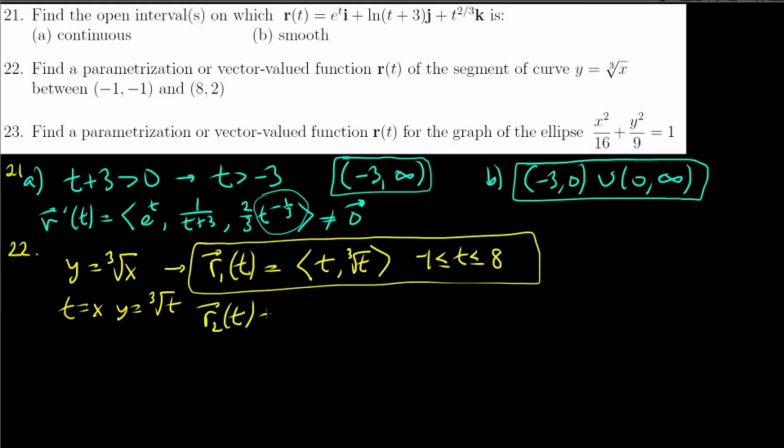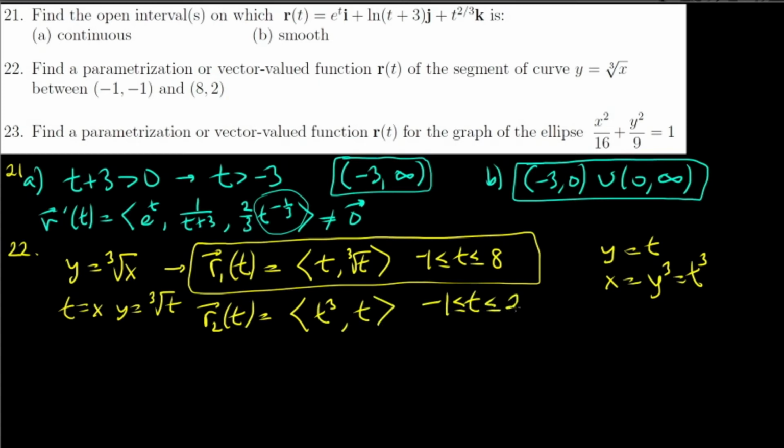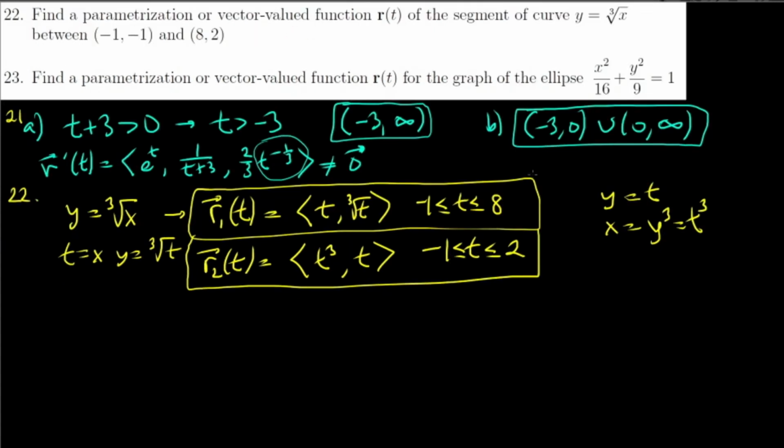I would prefer to do it the other way. In other words, to say y is equal to t, and then x, which is y cubed, would be t cubed. So in that case, we have t cubed comma t, and now, since y is t, y goes from -1 to 2. So now t goes from -1 to 2. I like that one better because it doesn't have a cube root in it. So not a big deal there.